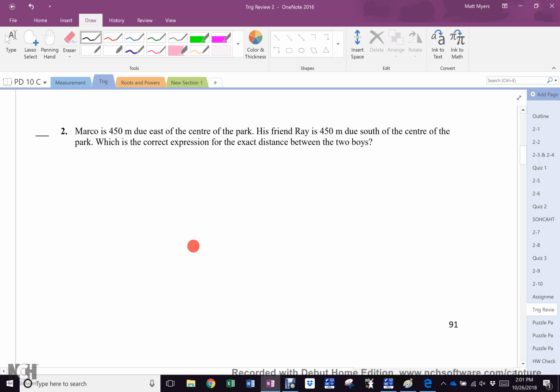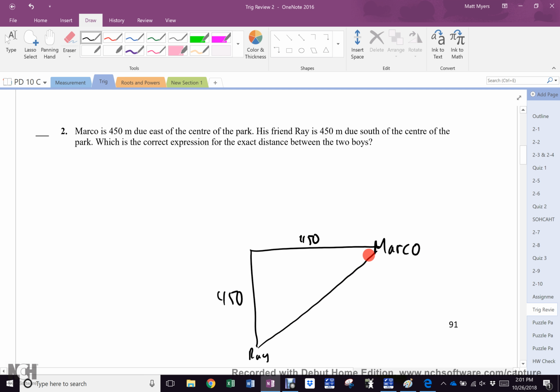Marco is 450 meters due east. I better draw that better. Marco is 450 meters due east of a park. Ray is 450 meters due south of a park. What is the correct expression for the exact distance between the two boys?